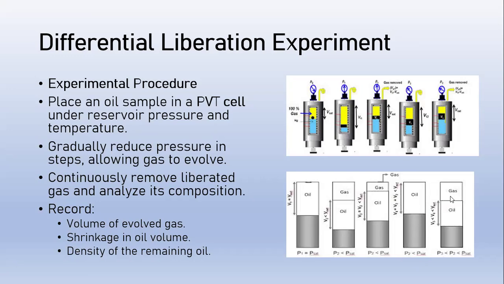When it liberates out, what will you do next? Then you eject it out. The oil that remains, you measure the corresponding PVT properties such as GOR, formation volume factor, oil density, and so on. You record it, then you move to the next pressure step until you reach atmospheric pressure.